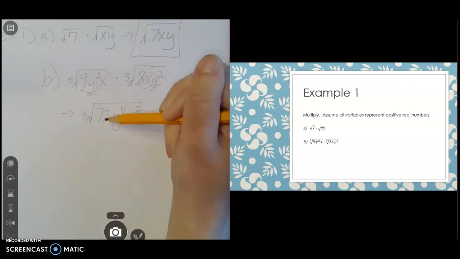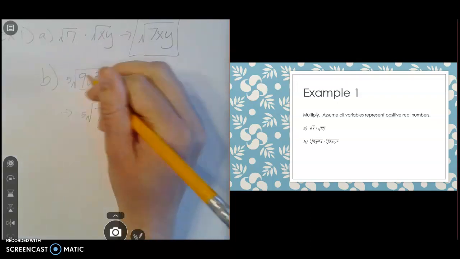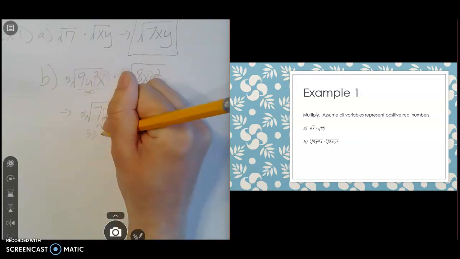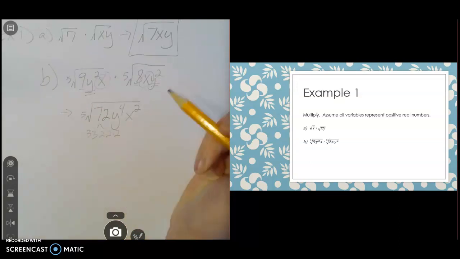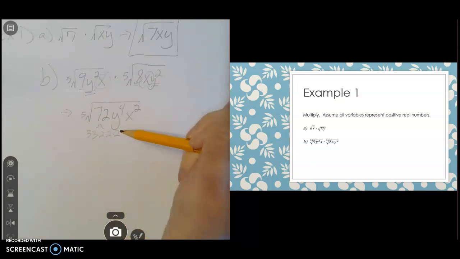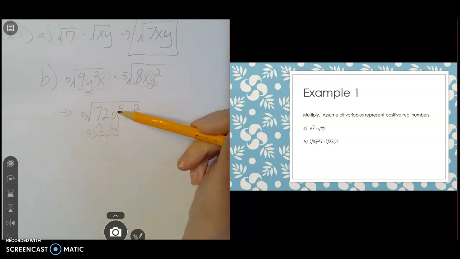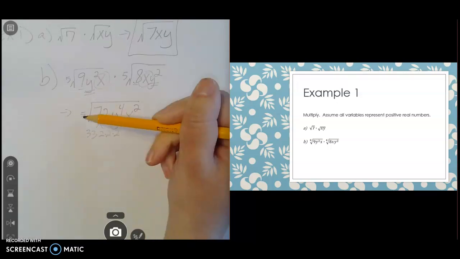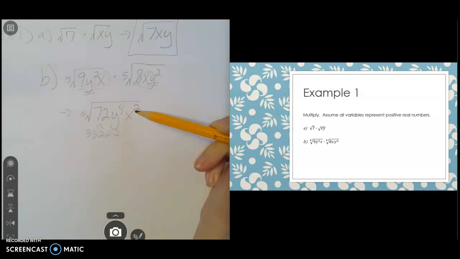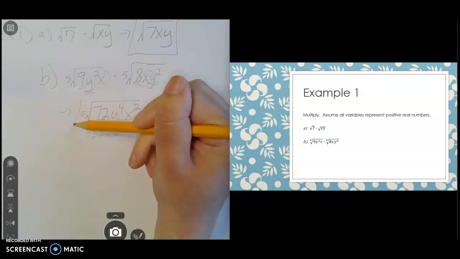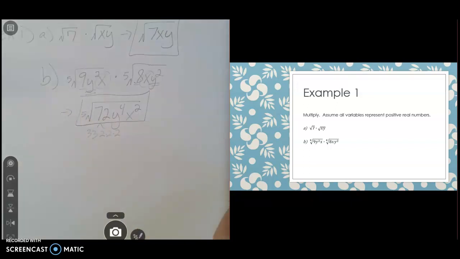If I break down the 72, I'm going to have 9 times 8, and 9 is 3 times 3. I'll have 8, which is 3 2's multiplied together. So really what's happening is I don't have any groups of 5 that I could take out. I don't have enough y's, I don't have 5 of them, so I can't take those out. And I don't have enough x's either. So all of these exponents are less than 5, so this is fully simplified. I can't do any more to it from here.